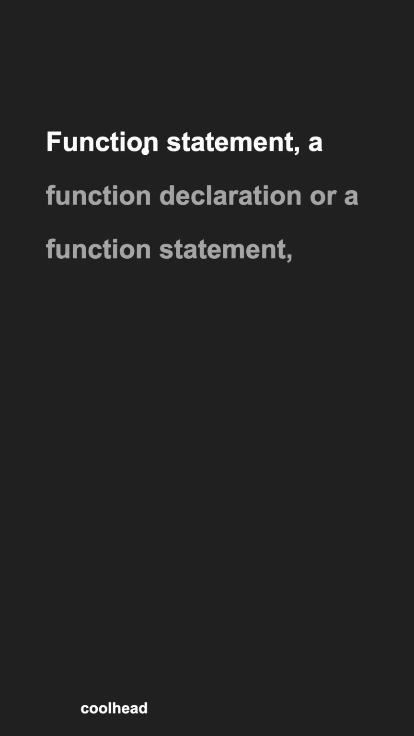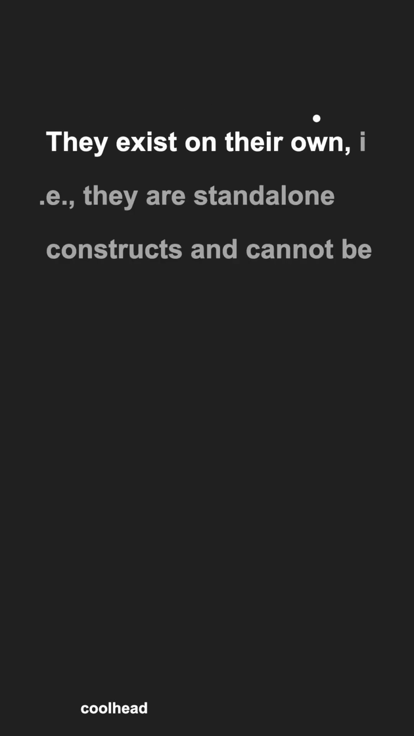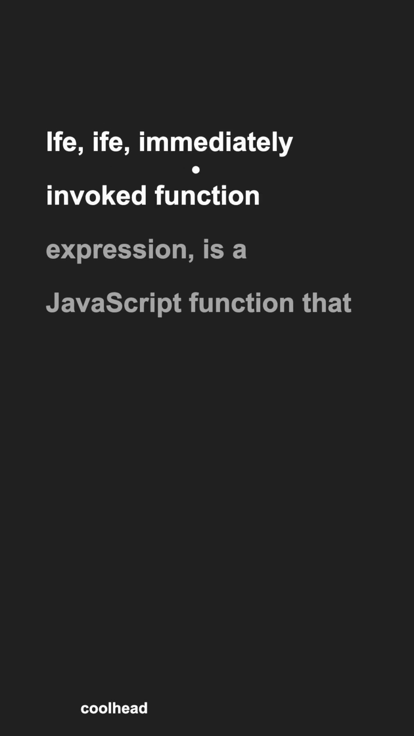Function statement. A function declaration or a function statement defines a function with the specified parameters without requiring a variable assignment. They exist on their own, i.e., they are standalone constructs and cannot be nested within a non-function block. A function is declared using the function keyword. IIFE, immediately invoked function expression, is a JavaScript function that runs as soon as it is defined.